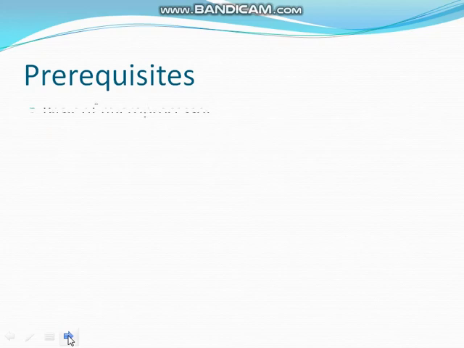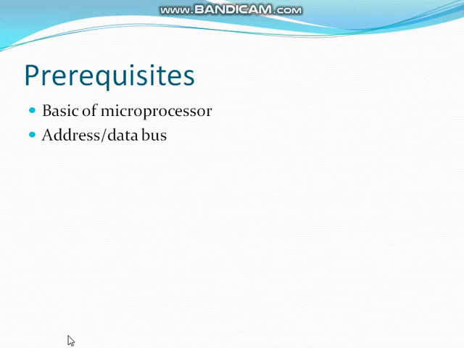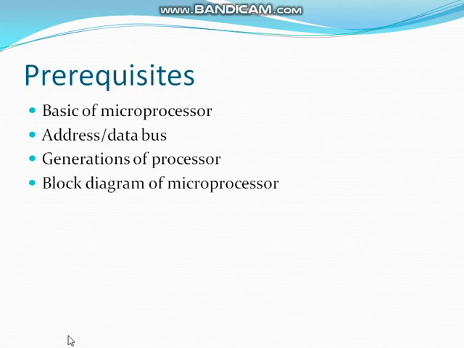To understand this lecture, students should have the basic knowledge of microprocessor, require the knowledge of buses, that is what is meant by address bus, what is meant by data bus, control bus, and at least know the generations of the processors. And last is the functions, the different blocks of the microprocessor and the functions of those particular blocks.